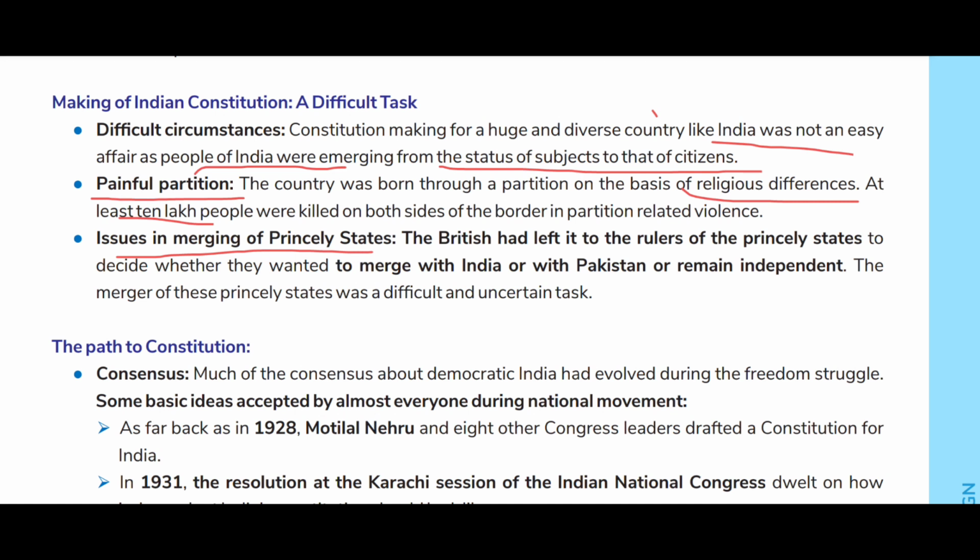Issues in merging of princely states. The British had left it to the rulers of the princely states to decide whether they wanted to merge with India or with Pakistan or remain independent. The merger of these princely states was a difficult and uncertain task.